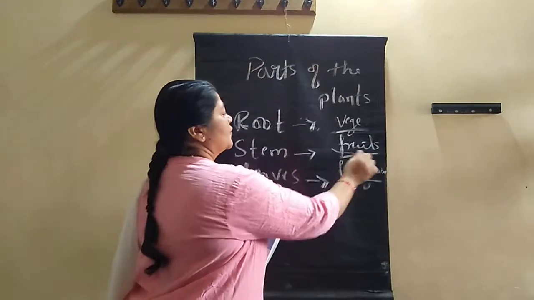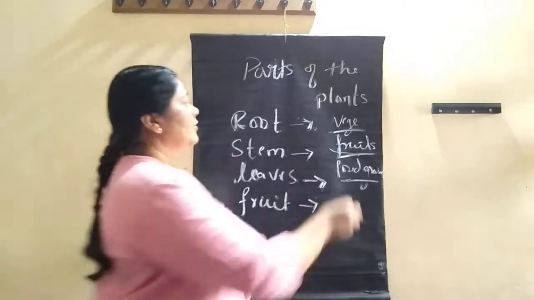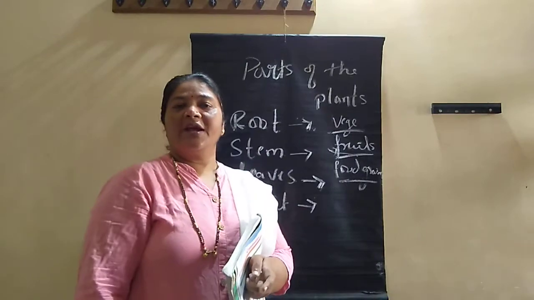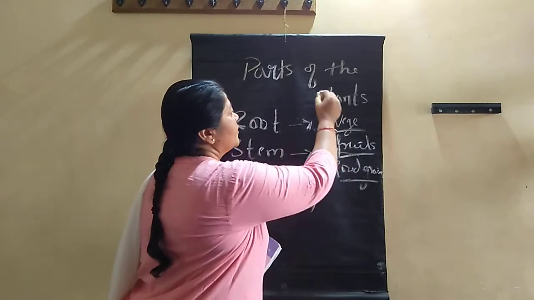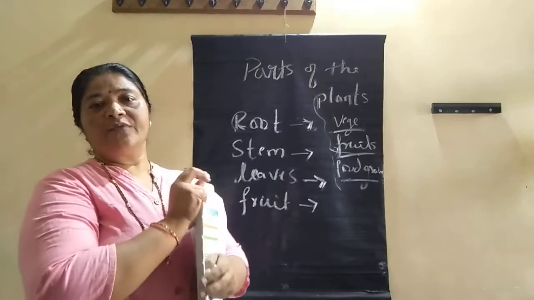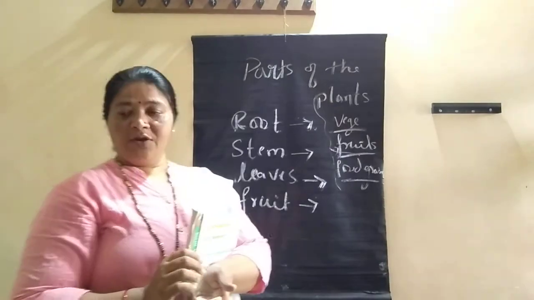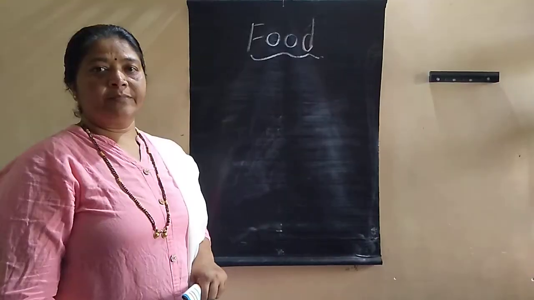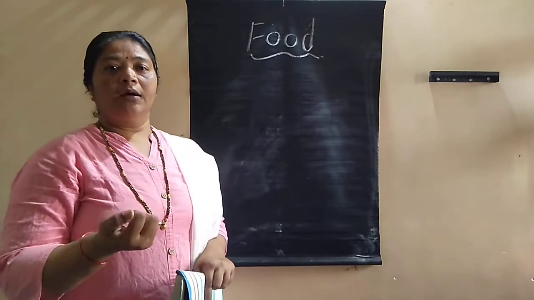And another one, fruits. Different types of fruits you are eating: apple, banana, mango. Where do they come from? And another one, food grains. It may be rice, jowar, wheat. Think once where you are getting all these vegetables, fruits and grains from.